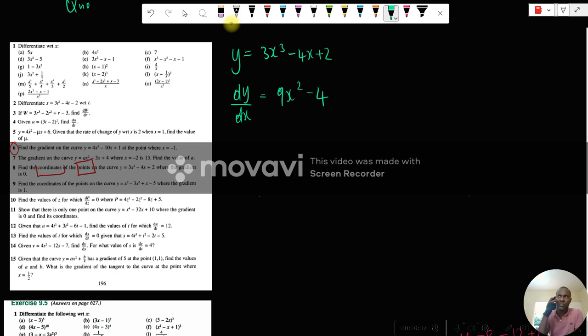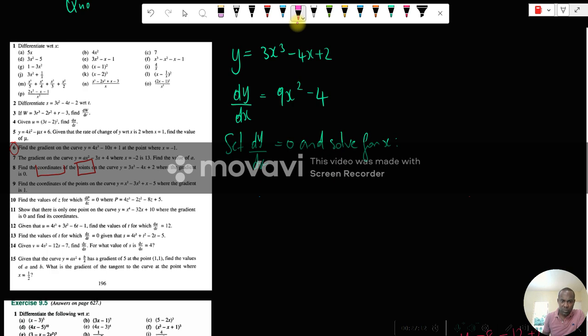Again, I think I could skip those little steps where we show the bringing down of the power and multiplying by it and all of that. We can afford to skip those little steps at this stage. So dy by dx equals 9x squared minus 4. You all should have gotten that. Then the next part, we want to find the coordinates of the point on the curve where the gradient is 0. So we're going to set dy by dx equal to 0 and solve for x, right?